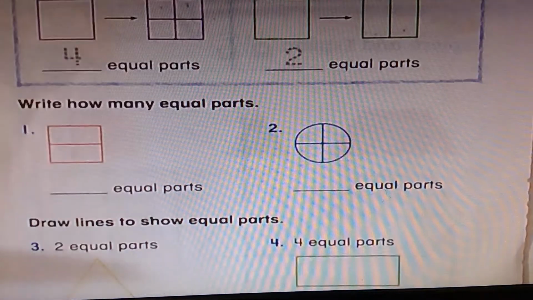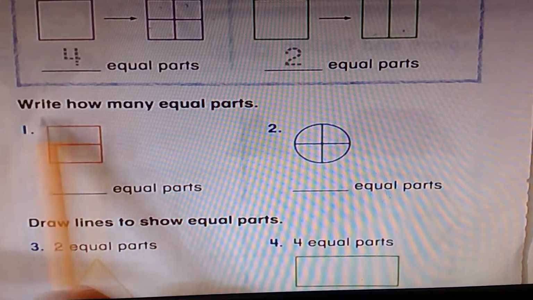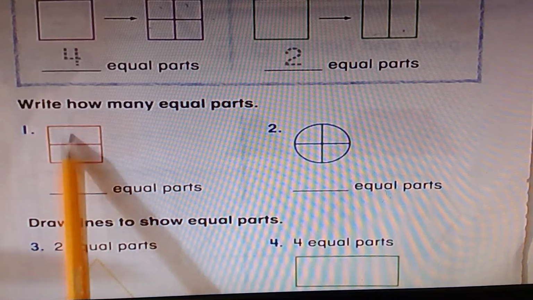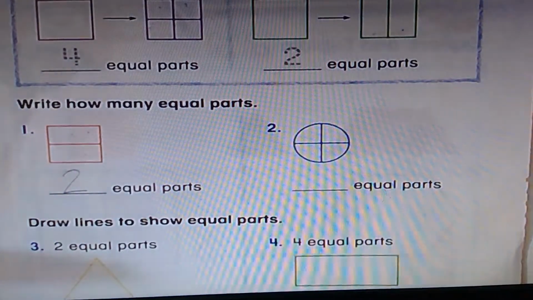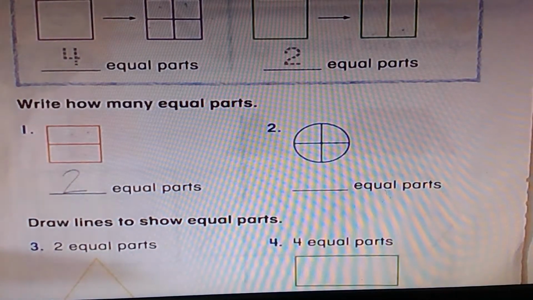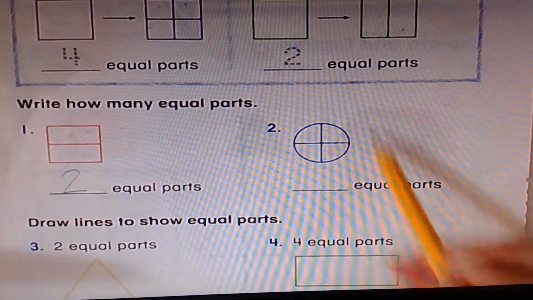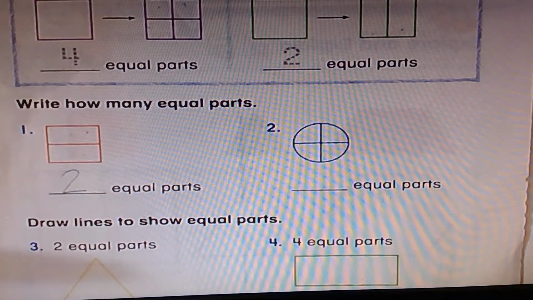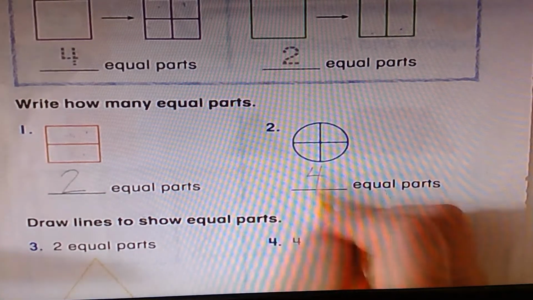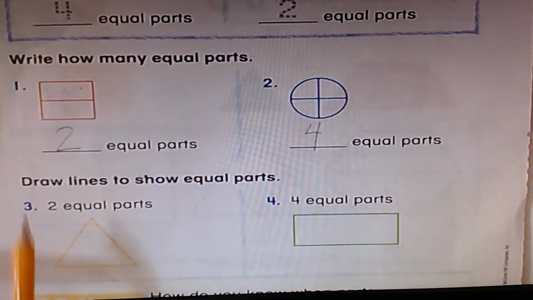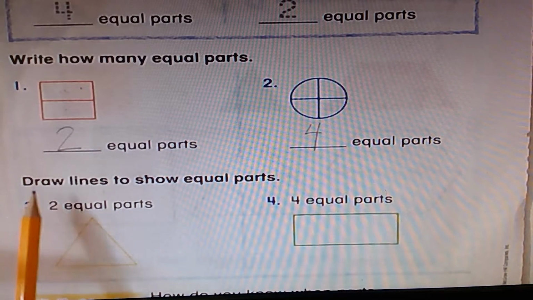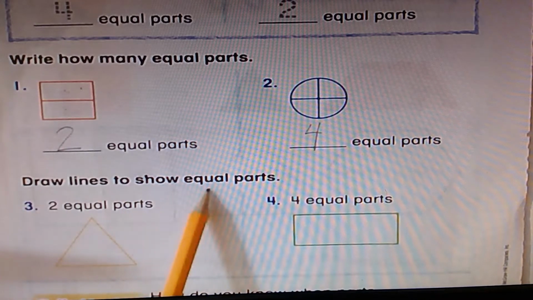Number 1, write how many equal parts? 2. 1, 2. Not too hard yet, huh, Mrs. McMahon? Circle cut into how many equal parts? 4. Okay. Now, this is where it gets a little trickier. Draw lines to show equal parts.